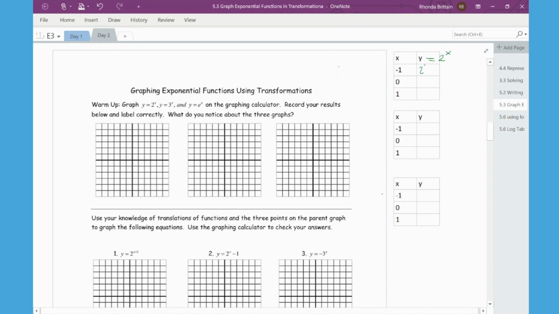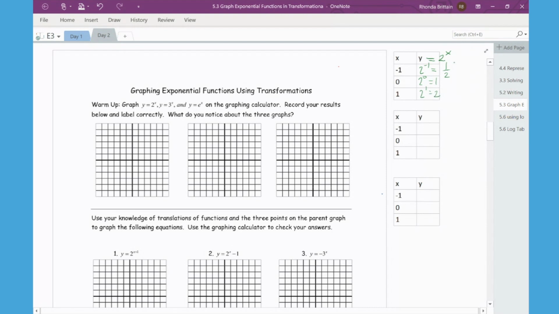So if I evaluate the function at -1, this might throw some kids off. 2 to the -1. A lot of them forget the exponent rules. And so this would be a good time to review that this is really going to be 1 over 2 to the +1, or 1/2. When we plug in 0, we're going to get 2 to the 0 is +1. And then we have 2 to the first, which is +2.